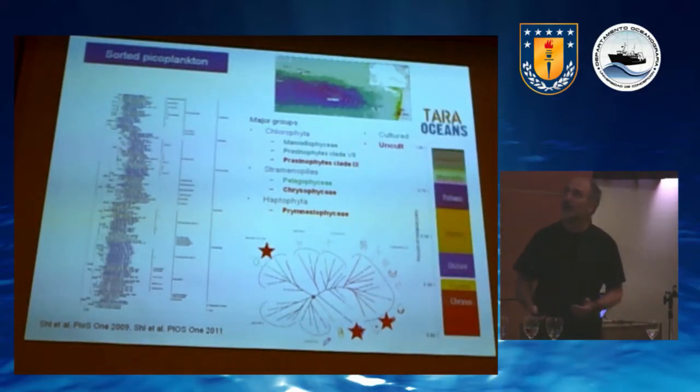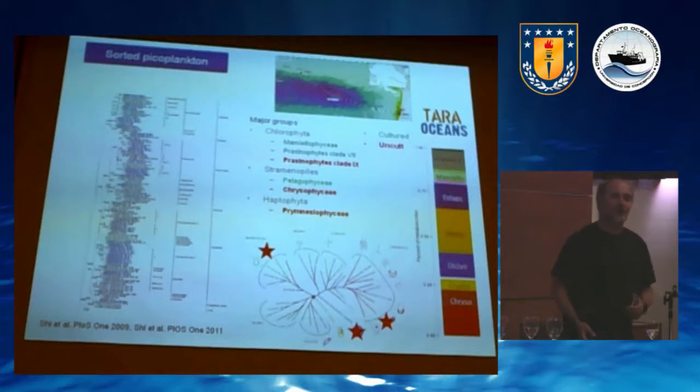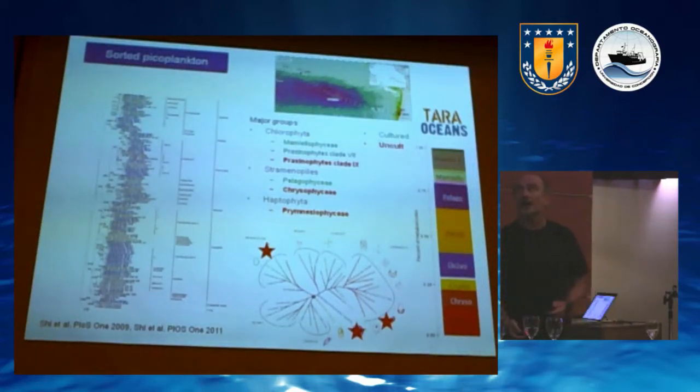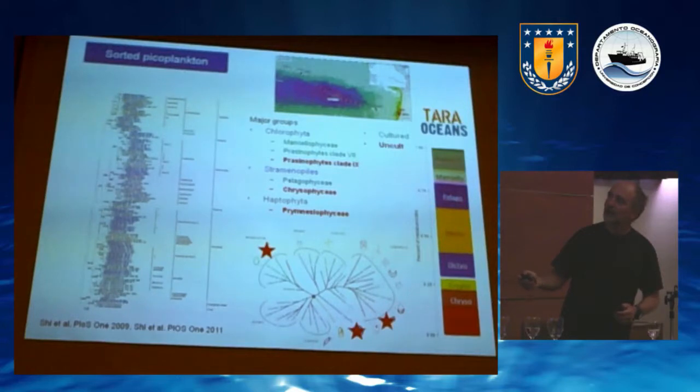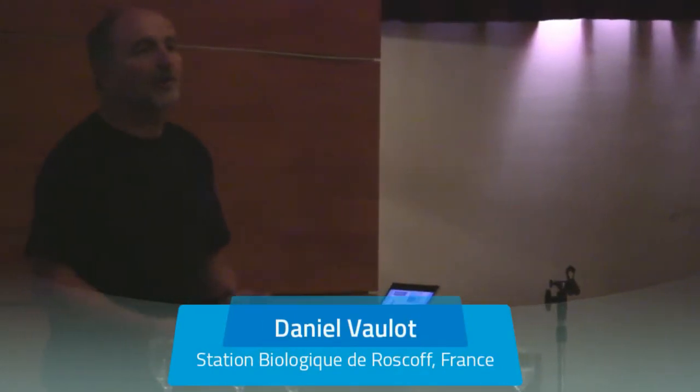And actually, while Matt was doing his talk, I was thinking about the Tara Oceans data. In Tara Oceans, covering the whole ocean, we find that some of these groups, like Prasinoclade 7, Haptophytes, and Chrysophytes, are extremely important in the picoplankton, looking at the whole global set of Tara data. So what's very interesting with this cruise is that it's like a miniature view of the ocean.